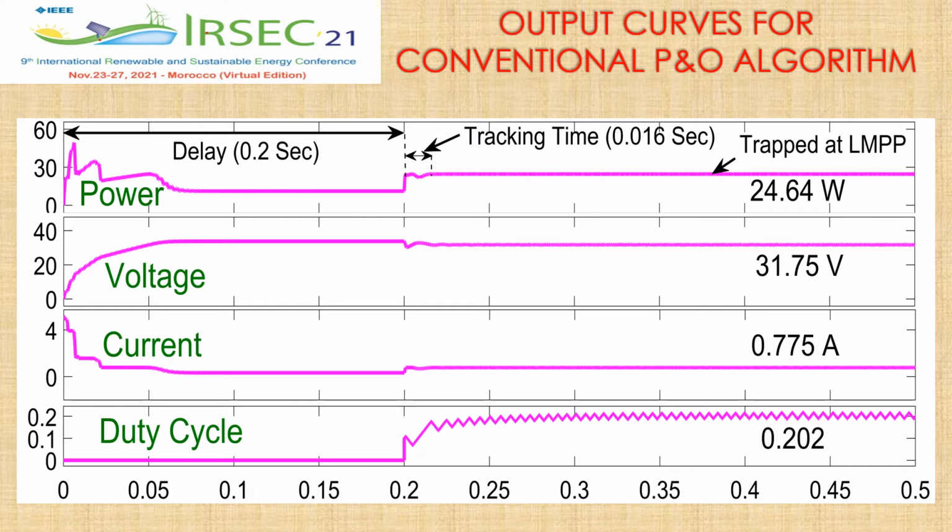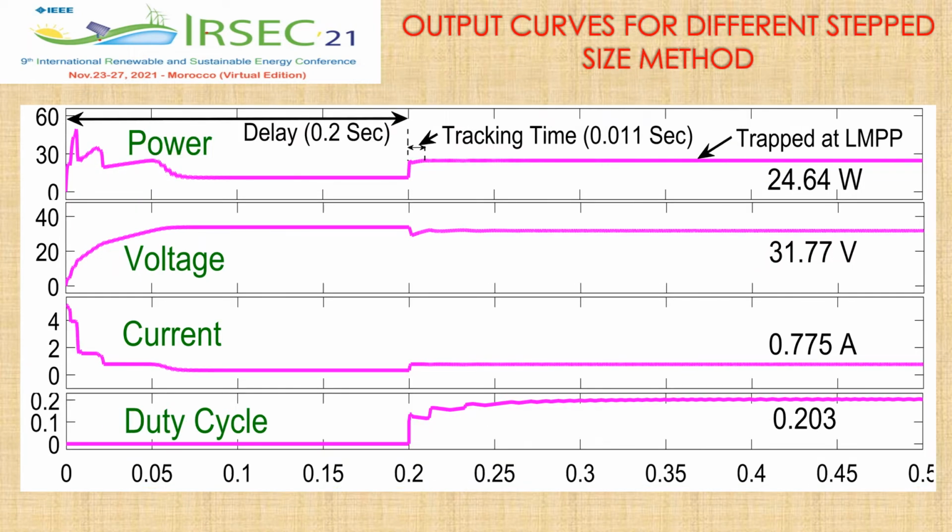This is the output power, voltage, current, and duty cycle curve from the simulation result. In case of conventional P&O algorithm, we can see here that the algorithm failed to track the GMPP and trapped at LMPP, and tracking time is 0.016 seconds. These are output curves for different step size method. Like the conventional P&O algorithm, this algorithm also trapped at LMPP, but tracking time and steady state oscillations are improved comparing to conventional P&O algorithm.